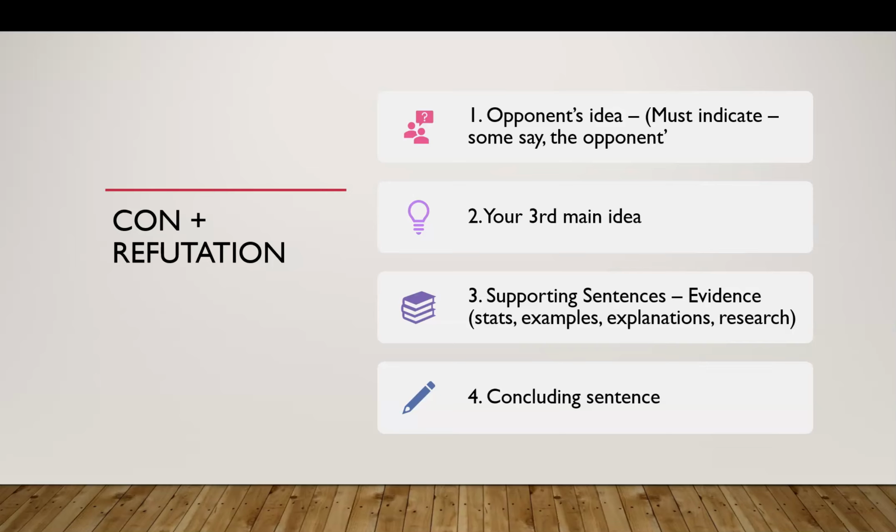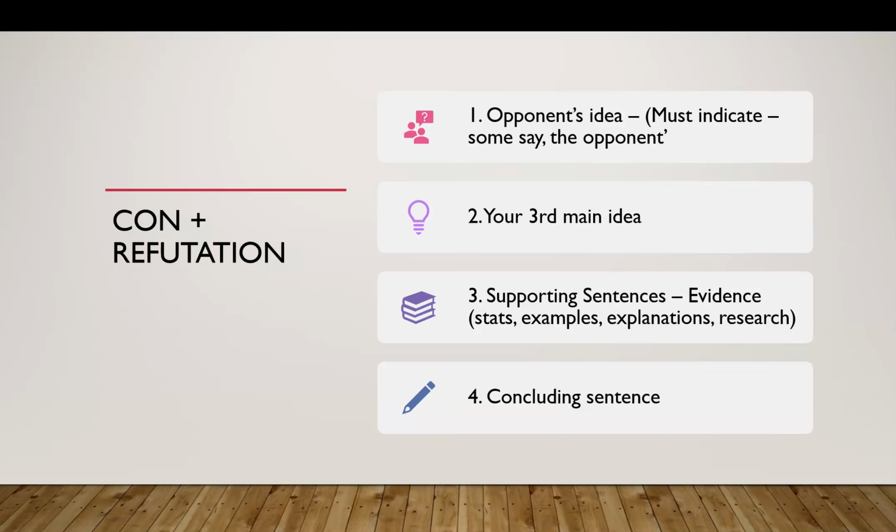The first step in writing the con plus refutation paragraph is that we need to state the opponent's idea. We only need to state the opponent's idea. We do not need to explain anything about that particular idea. Many students make mistakes like this, where they state the idea and they actually explain the opponent's idea.